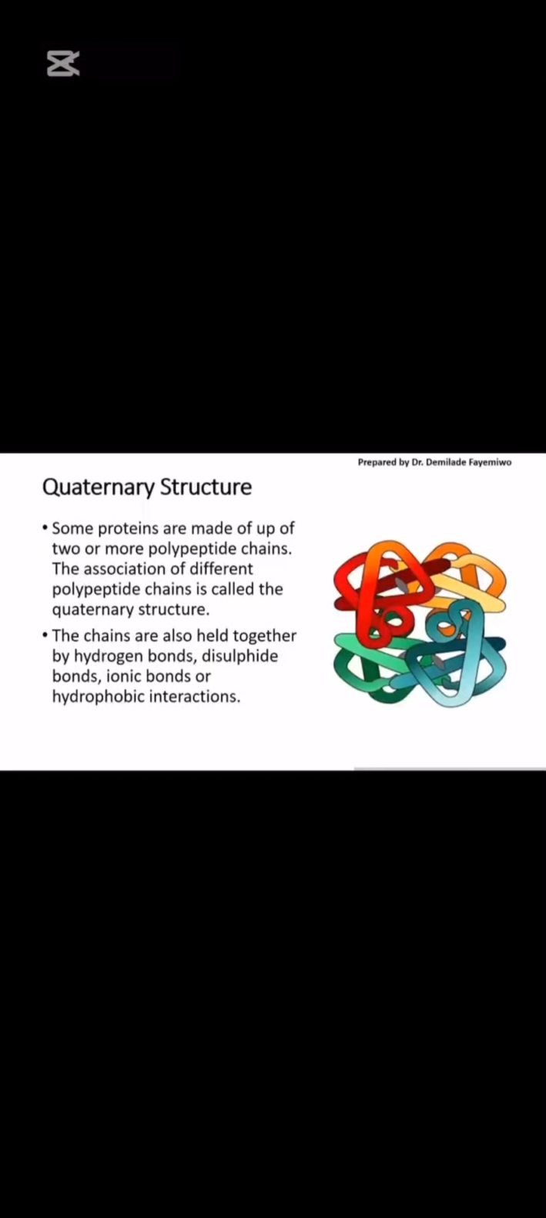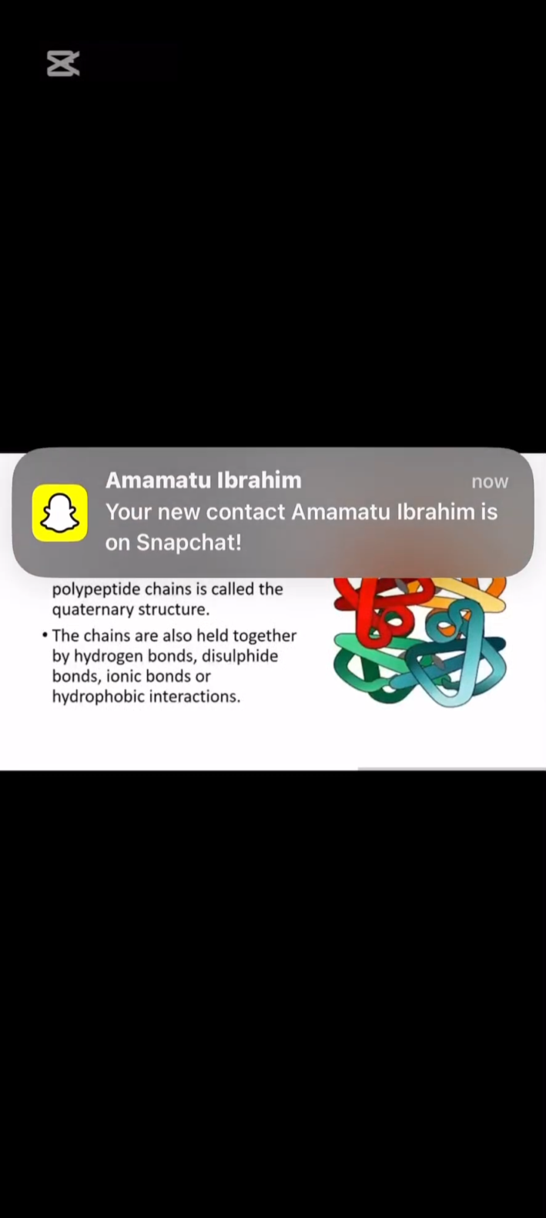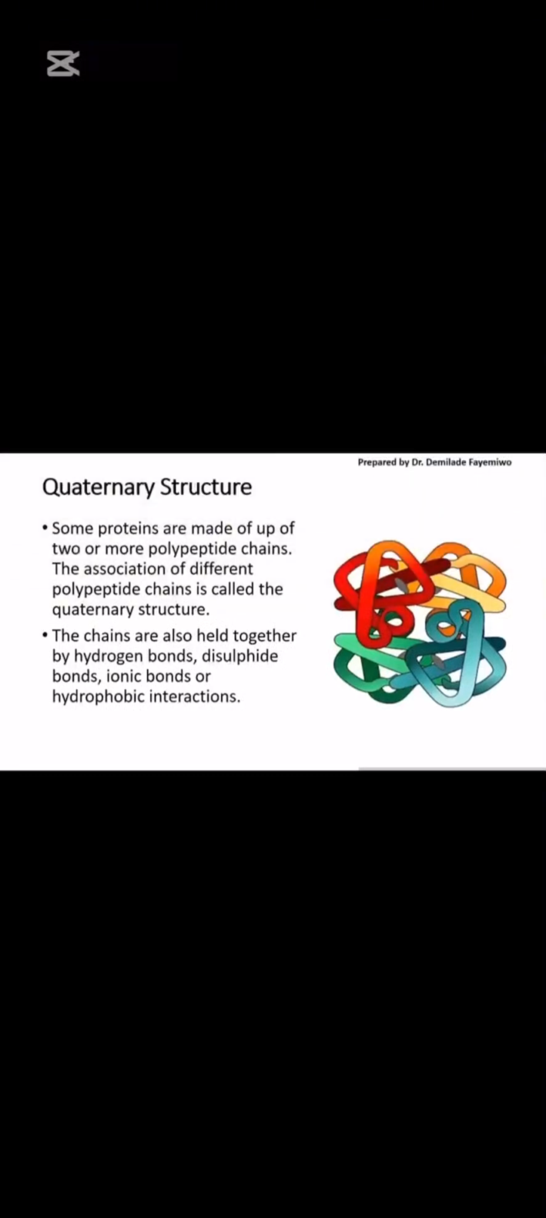So to recap, the primary structure is the sequence of amino acids in a polypeptide chain. The secondary structure can either be an alpha helix or a beta pleated sheet. The tertiary structure is formed by the folding of the protein to form a three-dimensional shape, and it is governed by four different types of bonds: the hydrogen bonds, the disulfide bonds, hydrophobic interactions, and ionic bonds. The quaternary structure is when the protein is made up of two or more polypeptide chains, and it is governed by the same bonds that are formed in the tertiary structure.